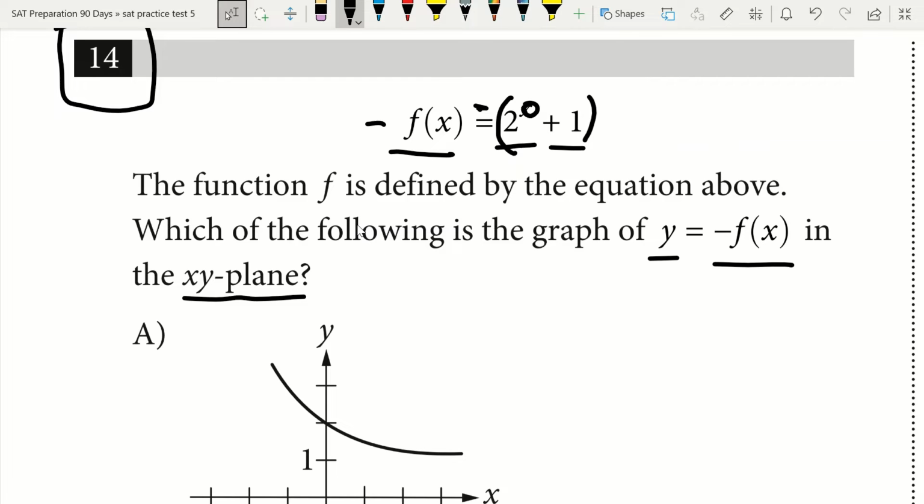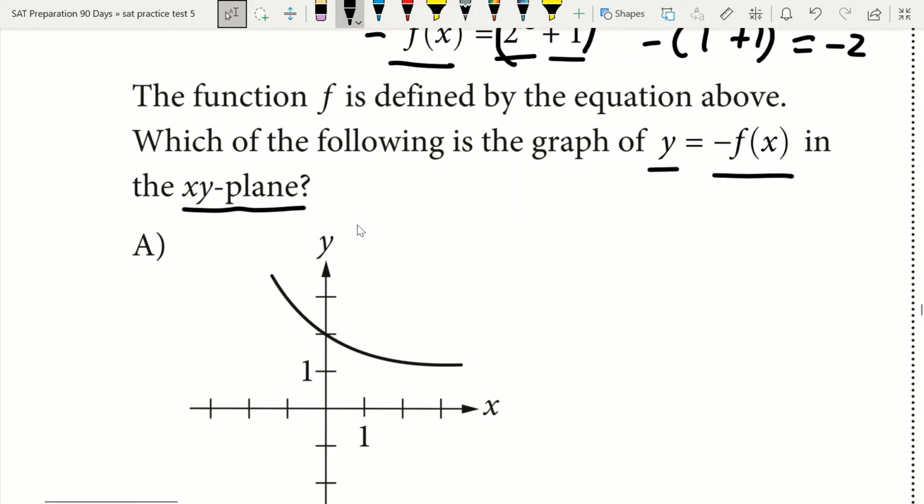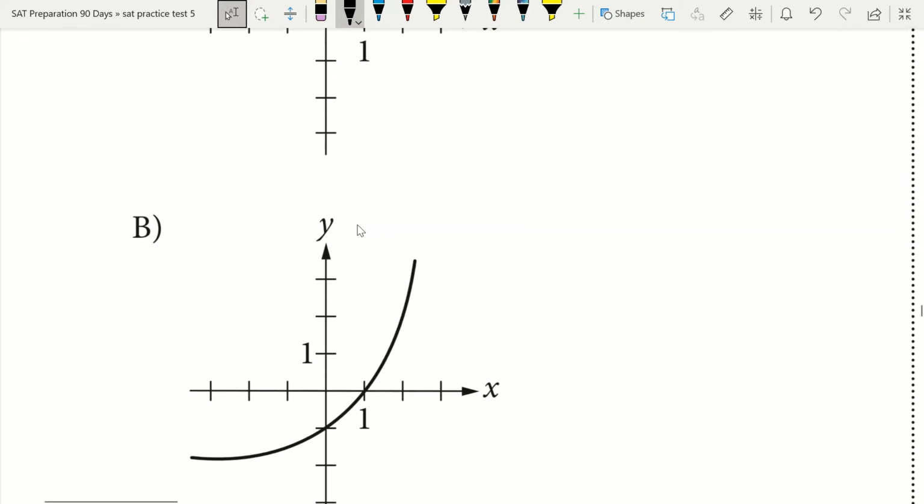So we have 2 raised to the 0 power. We know that's going to be 1. So now we're going to have negative 1 plus 1. We know that that's going to equal negative 2. So when x is 0, we need to have our graph be at negative 2 for y.